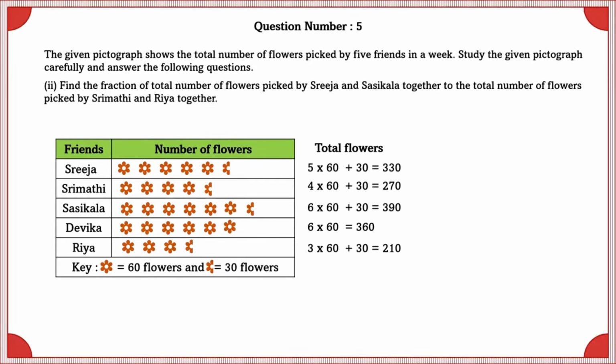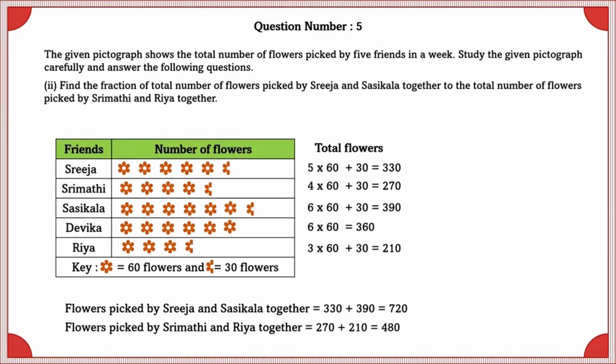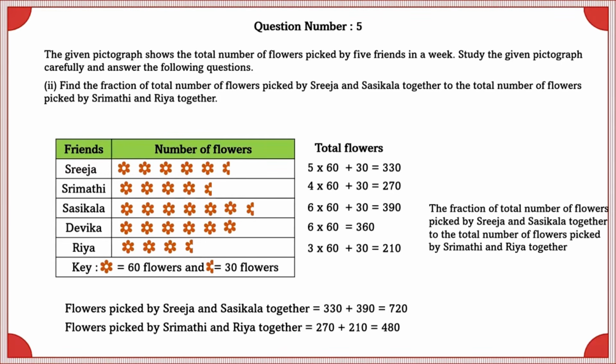Second one, the fraction of total number of flowers picked by Srija and Sasikala together to the total number of flowers picked by Srimati and Riya together. Flowers picked by Srija and Sasikala is 720. Flowers picked by Srimati and Riya is 480. The fraction of total number of flowers picked by Srija and Sasikala together to the total number of flowers picked by Srimati and Riya together is 720 by 480, which is equal to 3 by 2.